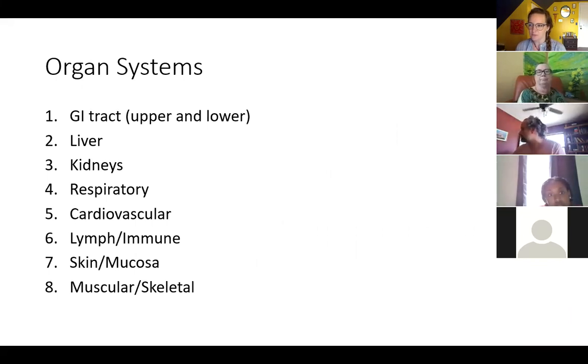So these are the organ systems that we're going to go over: GI tract, liver, kidneys, respiratory, cardiovascular, lymph, skin, muscular. And again, if you have any questions, please stop me.